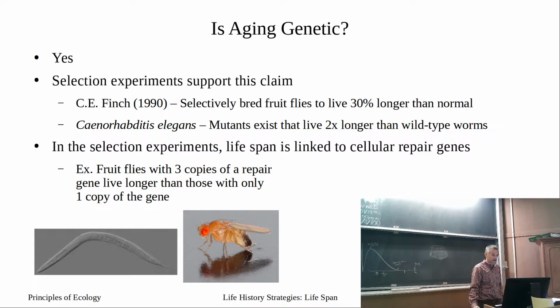So we might not know if it's mutation accumulation, and it's probably not pleiotropic effects. It could be, but it seems like aging is still tied to cellular repair, cellular damage. And if you have more of these repair mechanisms, backup repair mechanisms, you can live longer. So yeah, aging's genetic. We can see it.